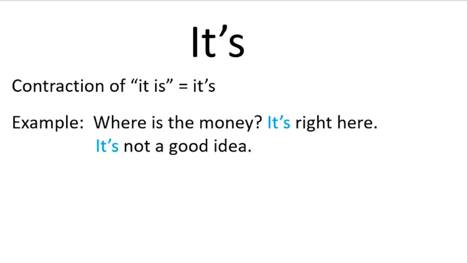The next it's is the apostrophe S, it's, and this means it is. It is a contraction. So, where's the money? It's right here. It is right here. And it's not a good idea. Or it is not a good idea. Pretty simple. Just remember that if it has an apostrophe, it's two words.